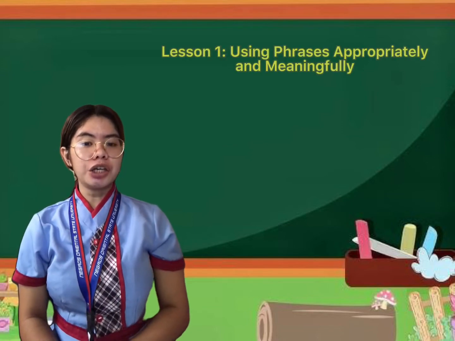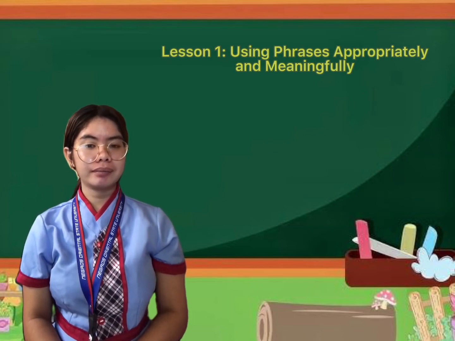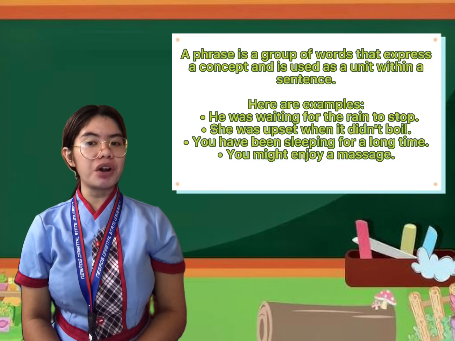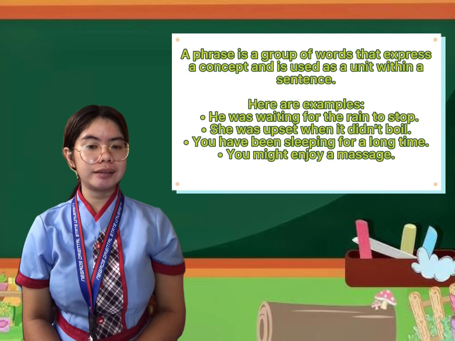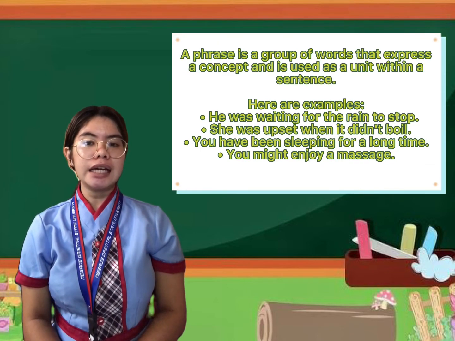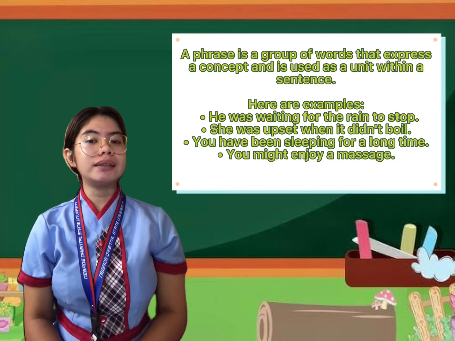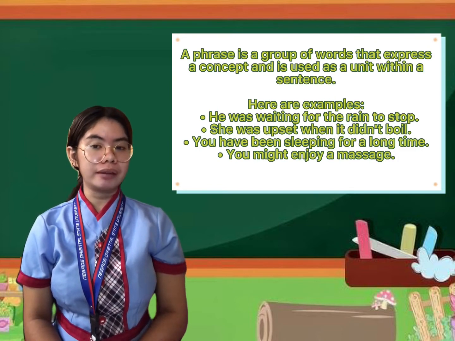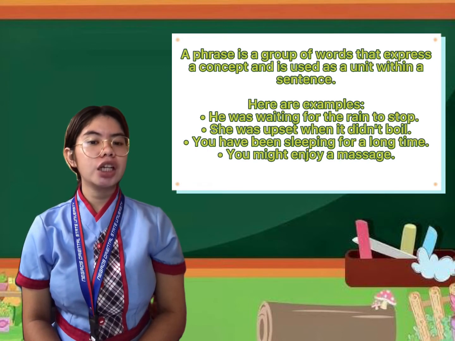Lesson 1: Using phrases appropriately and meaningfully. A phrase is a group of words that expresses a concept and is used as a unit within a sentence. So here are examples of phrases. He was waiting for the rain to stop. She was upset when it didn't boil. You have been sleeping for a long time. You might enjoy a massage.